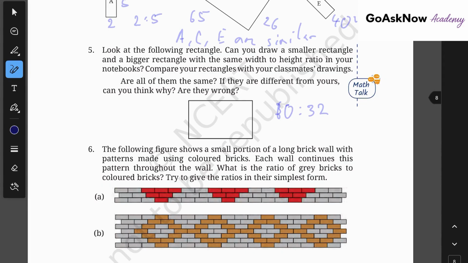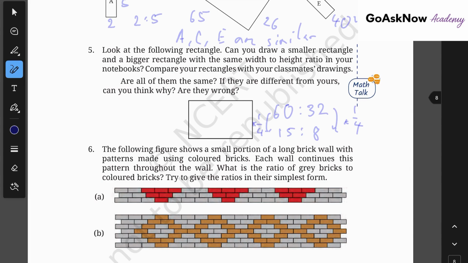To draw a rectangle smaller than this, we can just simplify this ratio. You can simplify this ratio to its simplest form, that is 15:8, since both sides are multiplied by a quarter. So this is the simplest form, so this is a smaller rectangle, but the rectangles are similar since if you simplify 60 to 32, you get 15:8.